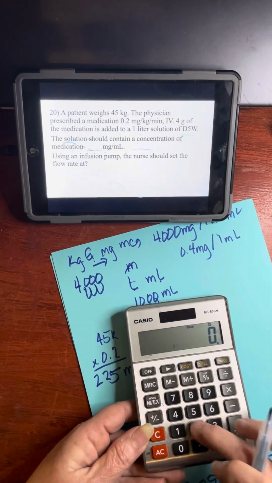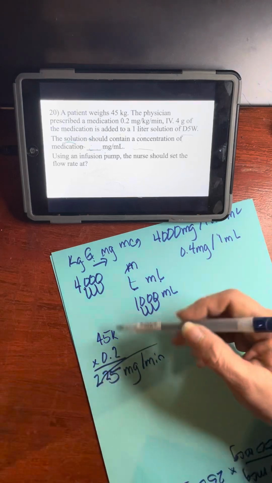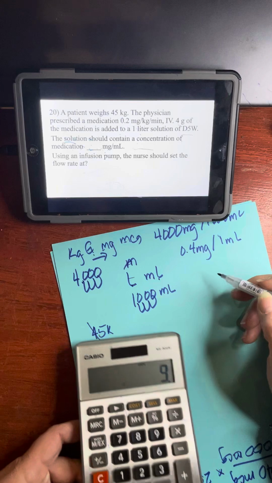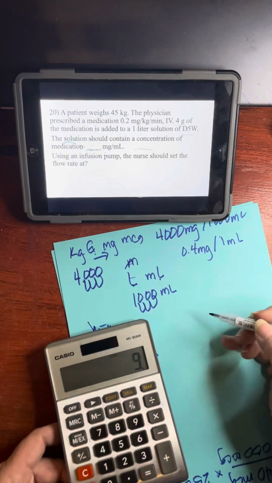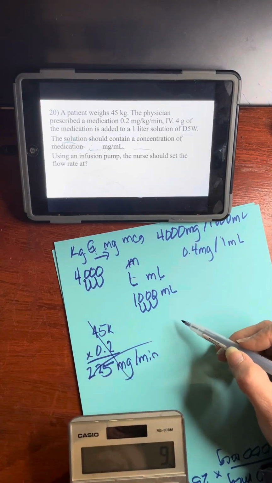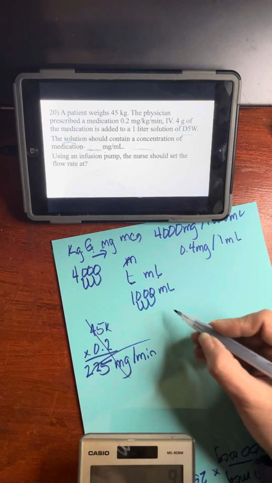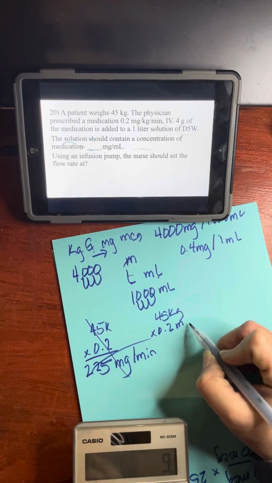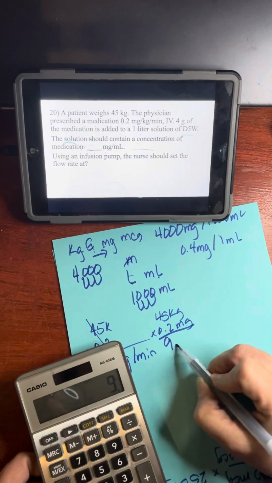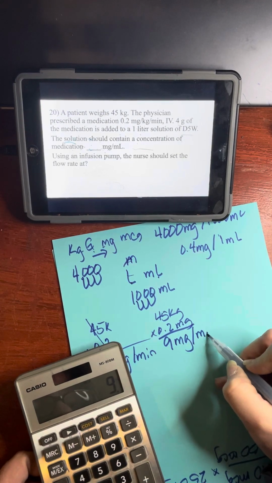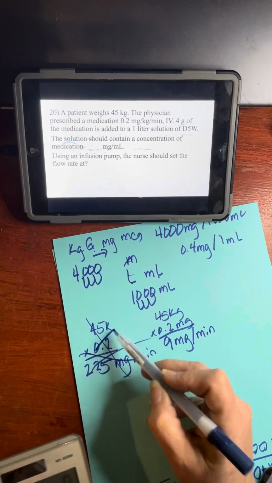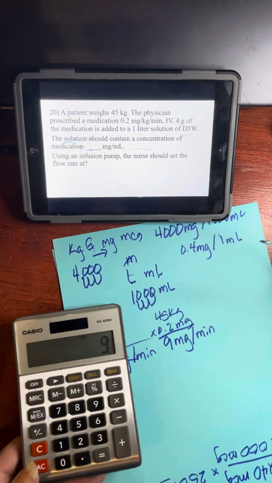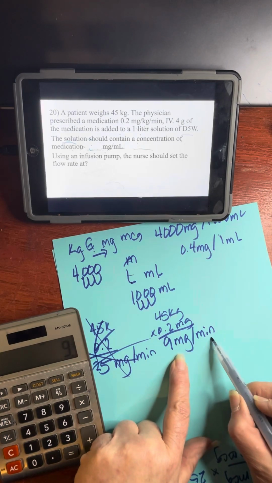45 times 0.2 equals... Look, I would have killed them. But when it doesn't make sense, redo it. I don't know what I did. I'm sure y'all know. When you multiply 45 kilograms times 0.2 milligrams, it's going to be 9 milligrams per minute. It's not wrong to get it wrong. I mean, it's wrong not to recognize it. Anyway, this is 9 milligrams per minute.